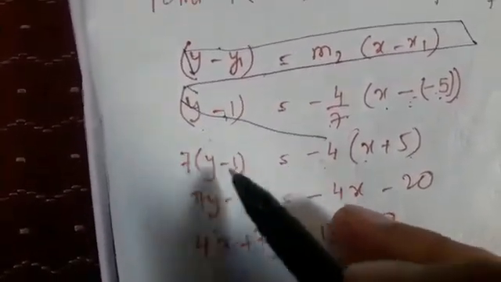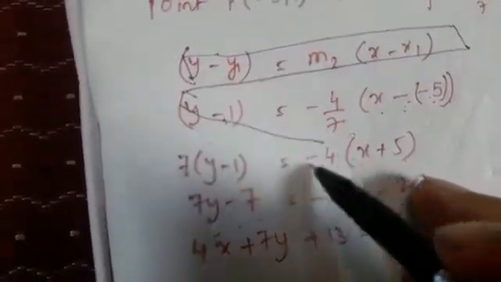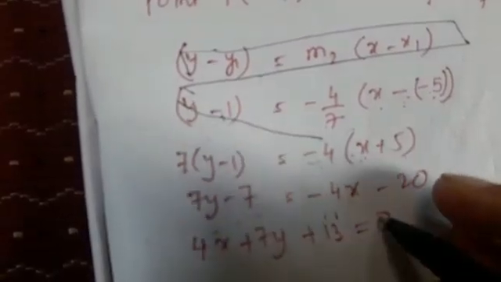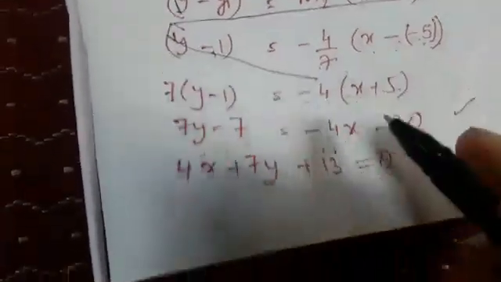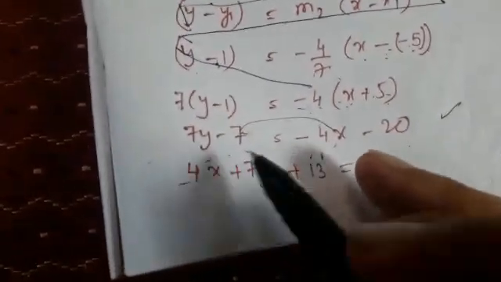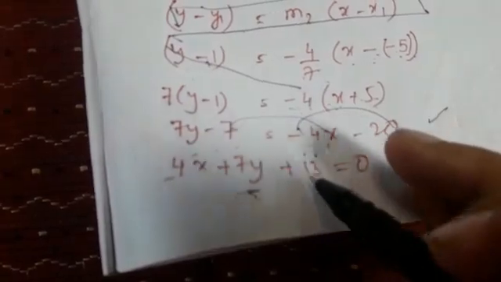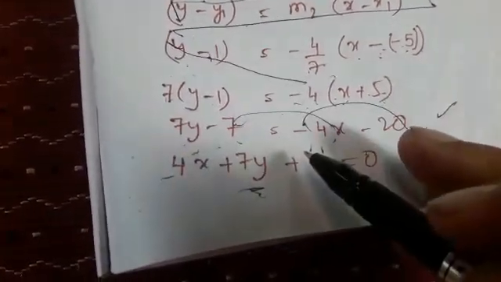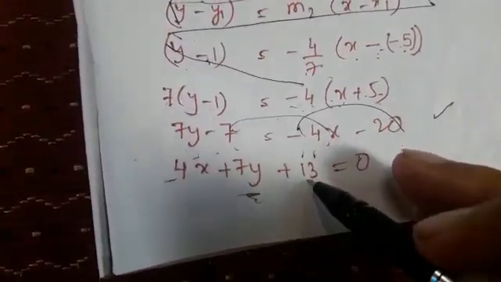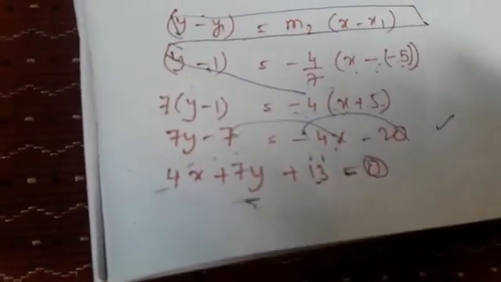You open the bracket, so 7 into y, 7y plus minus minus 7 into 1, minus 7 is equal to, you open, minus 4x plus minus 4 into 5, minus 20. So you bring 4x there, so send 4x there, 7y is already there. Fine, you bring the 20 there, so minus 7 plus 20 will give you plus 13 is equal to 0, which is the required equation of the line.